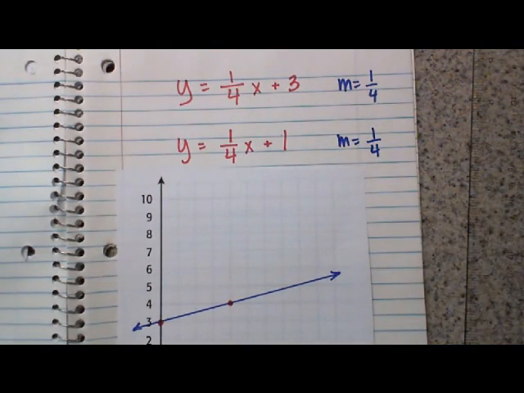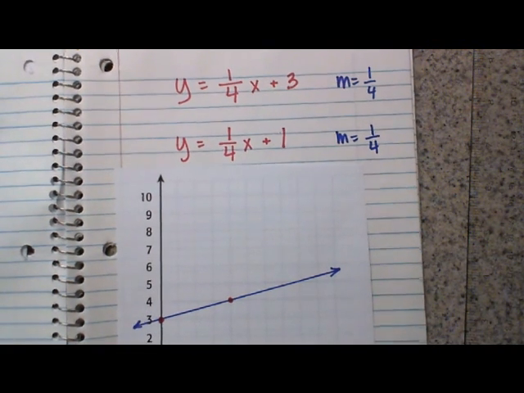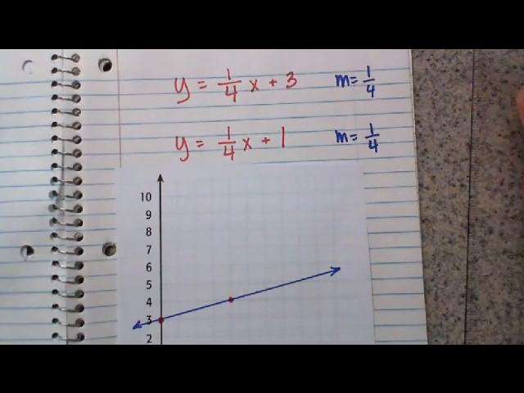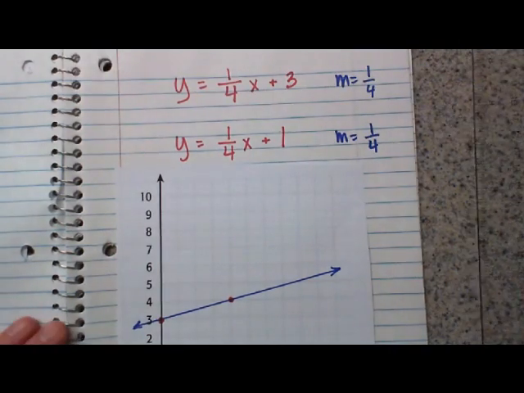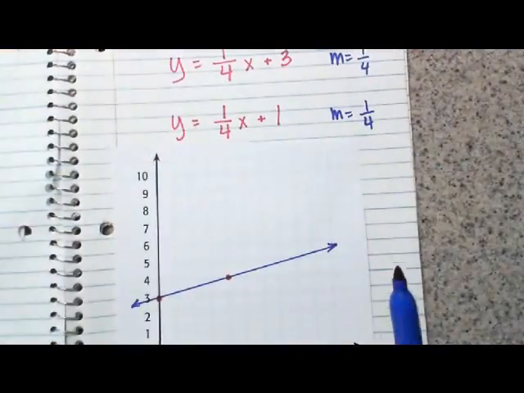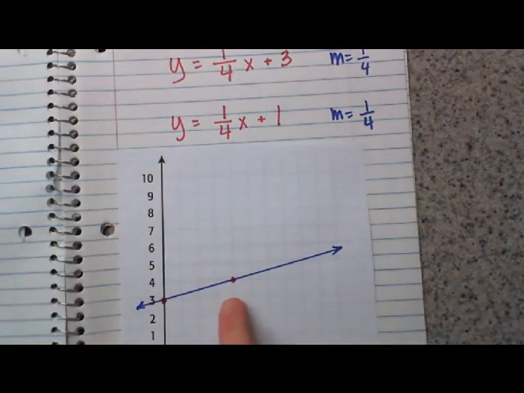So what does that mean? It means, I'm glad you asked, Paul. It means both of these lines have the same slope. So, well, let me show you what it means. It might be easier to show you. So I plotted this line already, right?